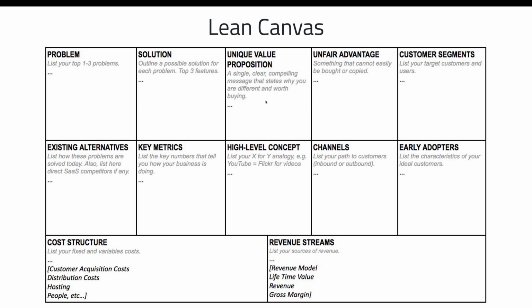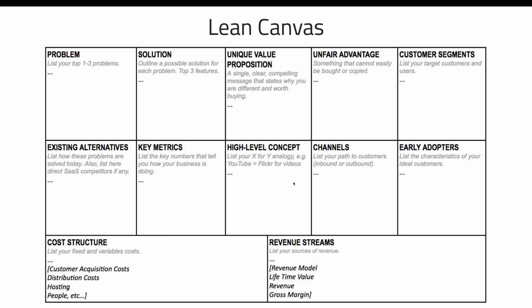Question number 6. High-level concept. Try to express what your software is about based on existing businesses, services, and products. For example, Instagram is like Facebook for photos only, or YouTube is kind of Flickr for videos.